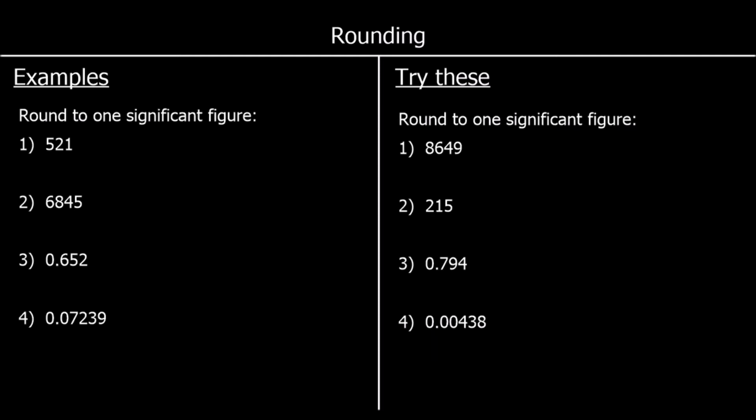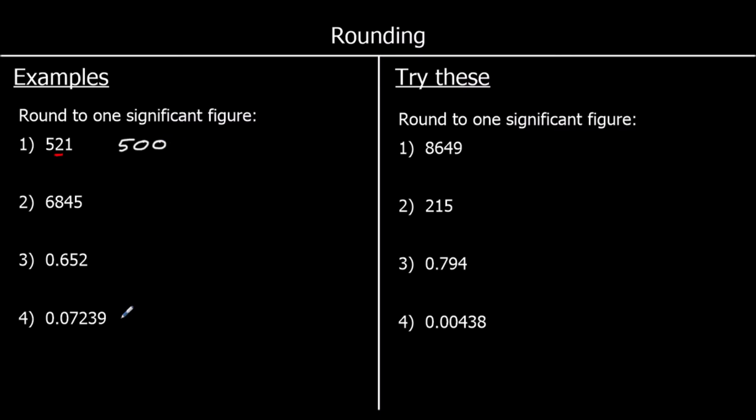Now we are rounding to 1 significant figure. The first significant figure is the first non-zero number. So in this first example, we're rounding to hundreds. The first non-zero number is this 5 here, which is worth 500. So we look at the next digit and say, is it 5 or above? This is not. So we're going to leave it as it is. So it's going to stay as 500.